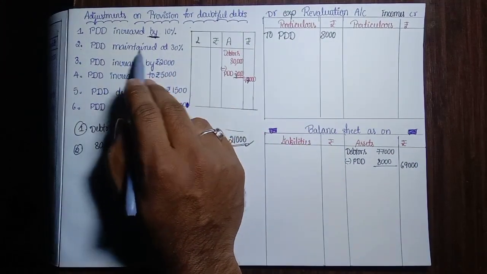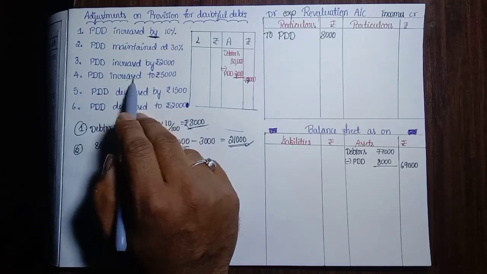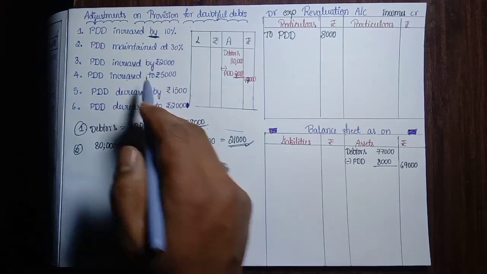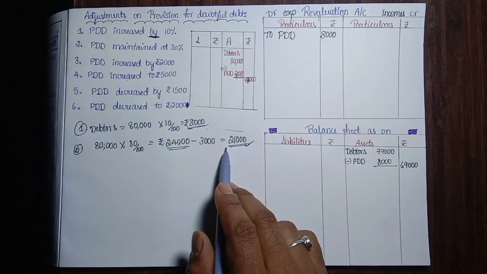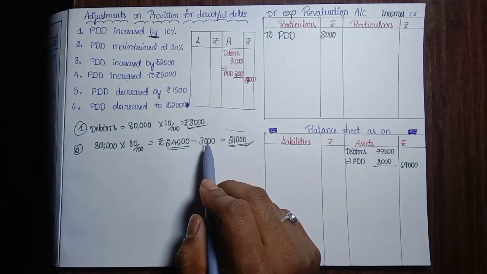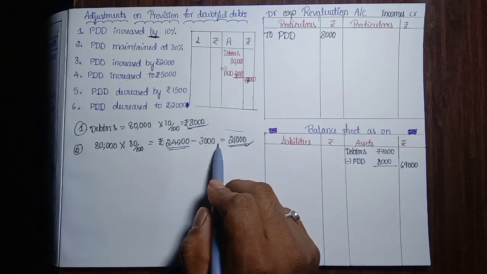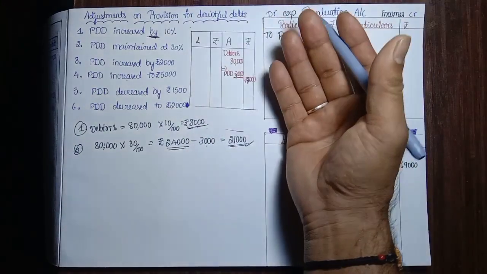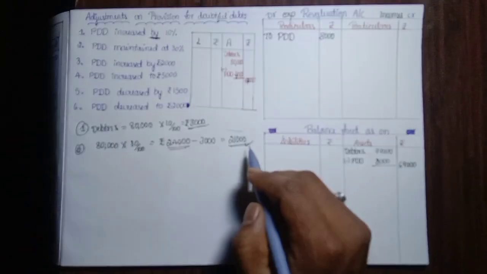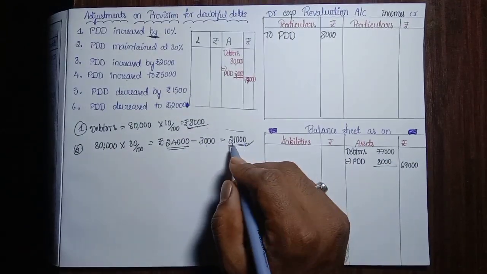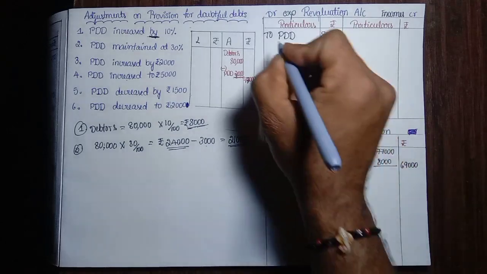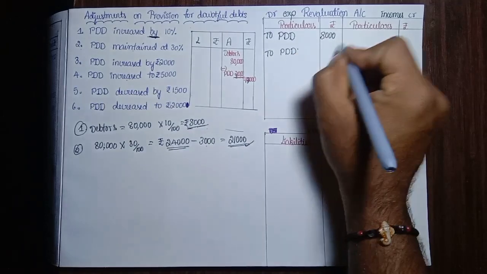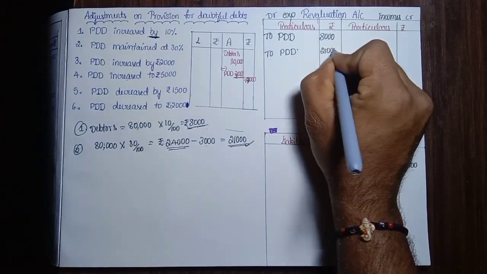If they are saying maintained at or increased to, we need to consider the difference value here. What was the old provision for doubtful debts, what is the new provision for doubtful debts, what is the difference amount, how much it is increasing or how much it is decreasing, that value we need to consider here. So it is increased by 21,000 here, so we can write under the debit side, that is PDD 21,000 only.